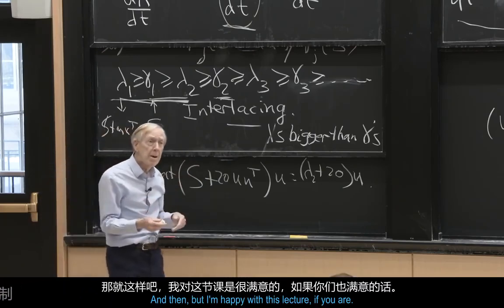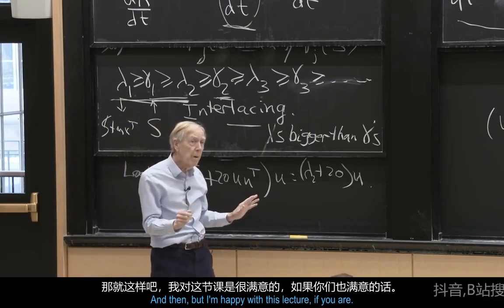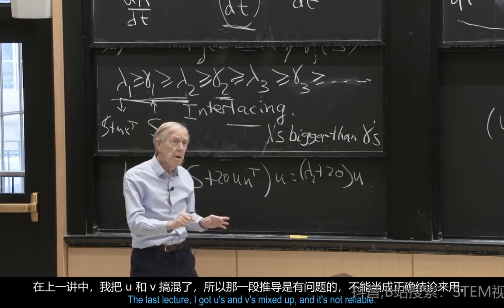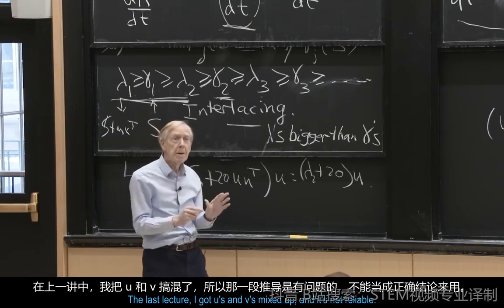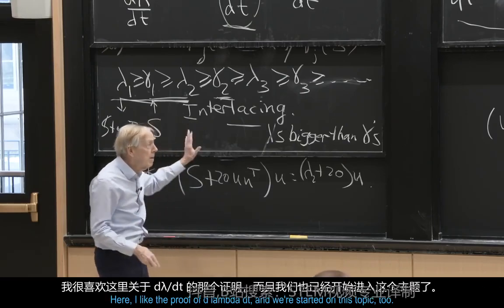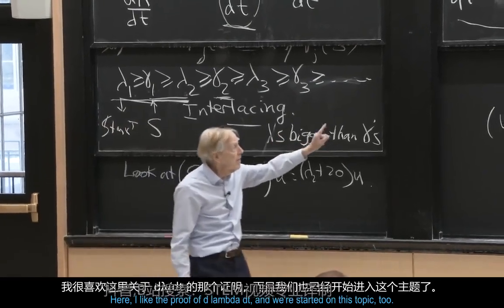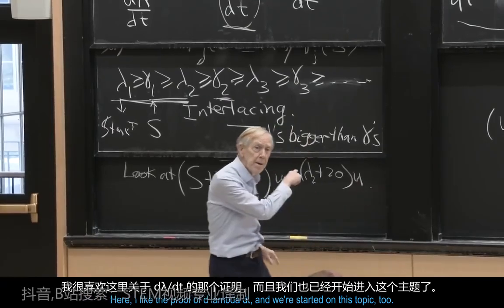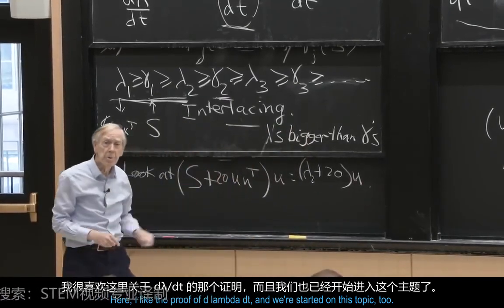But I'm happy with this lecture if you are. The last lecture, I got U's and V's mixed up and it's not reliable. Here, I like the proof of d lambda dt, and we've started on this topic too. Good, thank you.